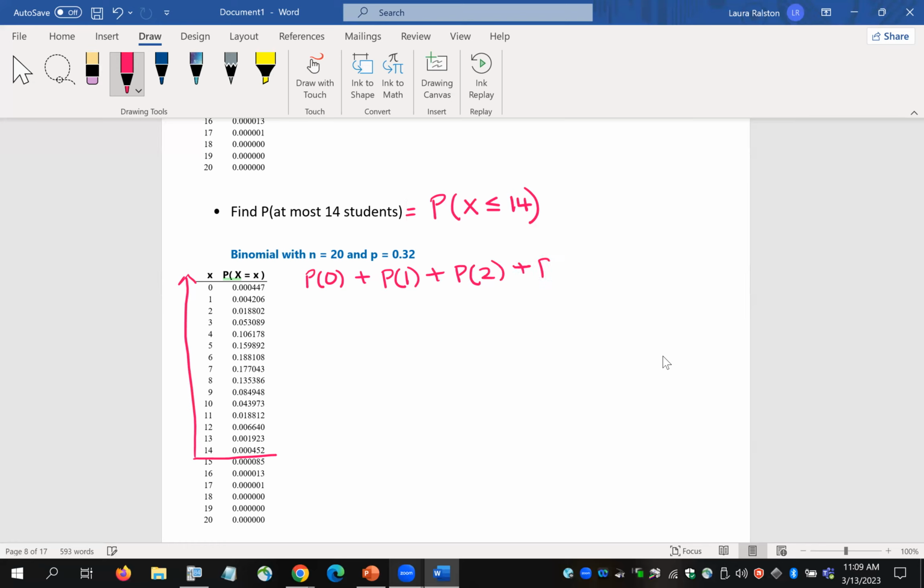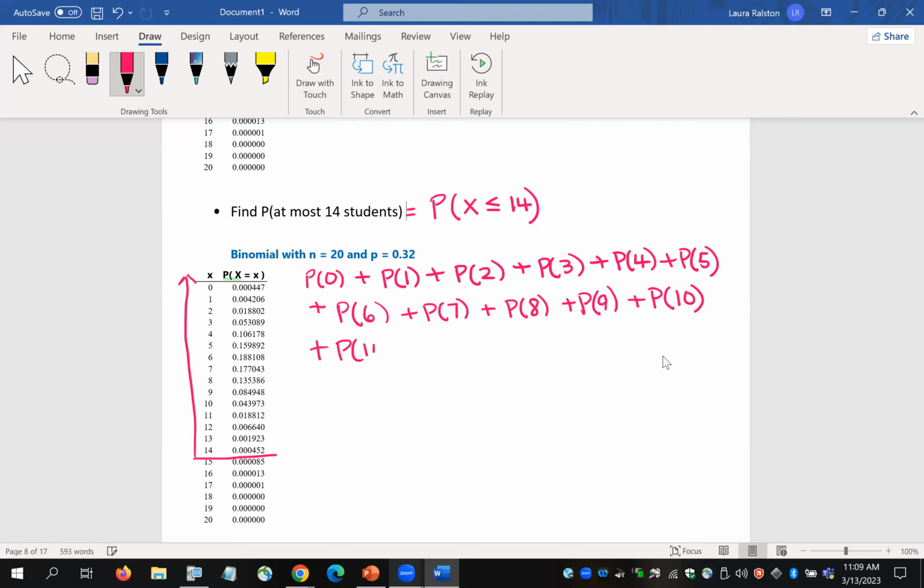2, 3, 4, 5, 6, 7, 8, 9, 10, 11, 12, 13, and 14, because it could be equal to 14.